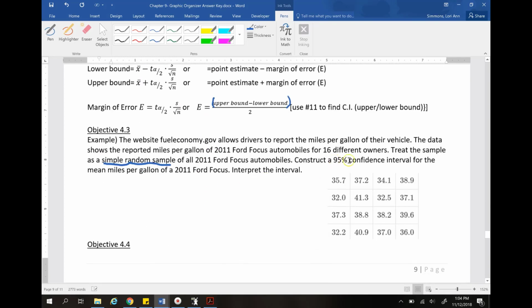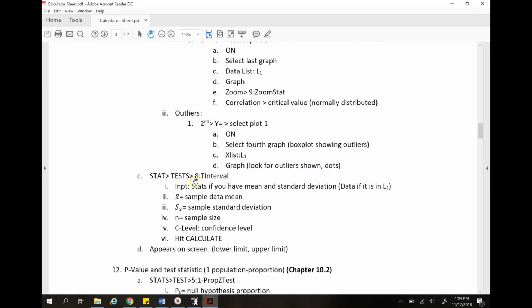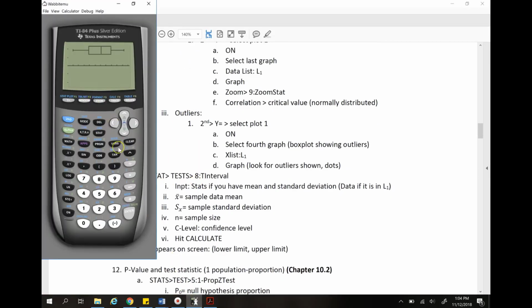Now we can actually get into constructing the 95% confidence interval. So if we go back, now we're down here on C. So we're going to go to Stat, Tests, number 8. We have data already put in. If we did not have data, you go to Stats, and you should be given this information: your X-bar, standard deviation, N, and your confidence level. So for confidence level, it was 95%. You can type either 95 or 0.95. It will work.